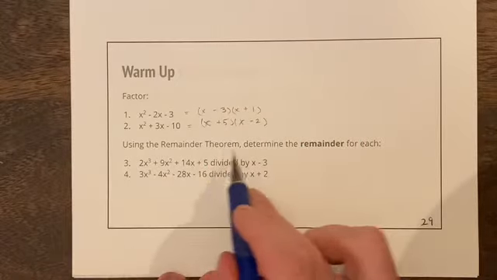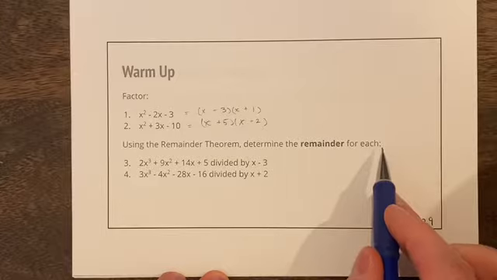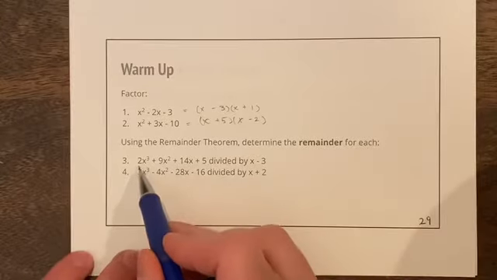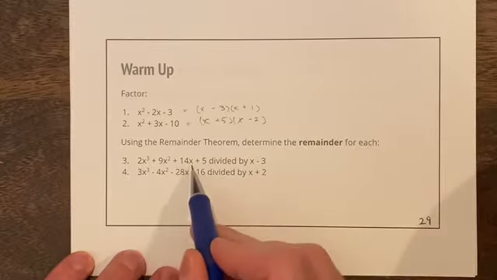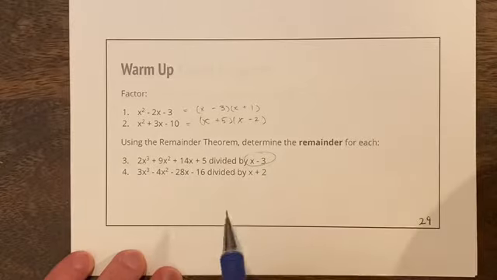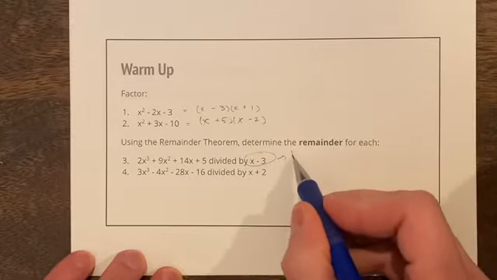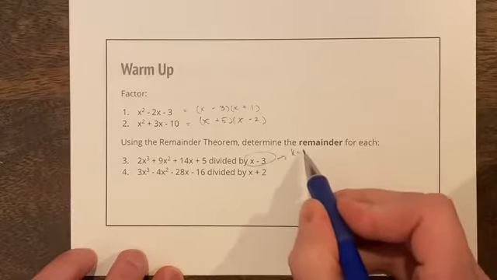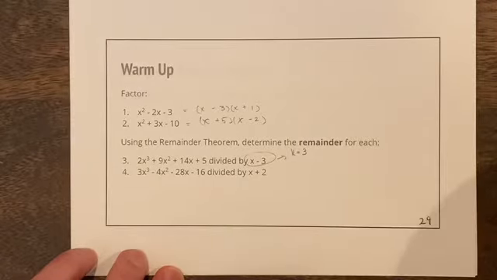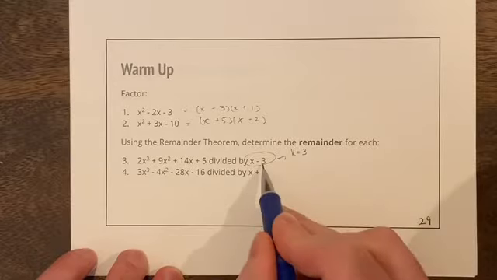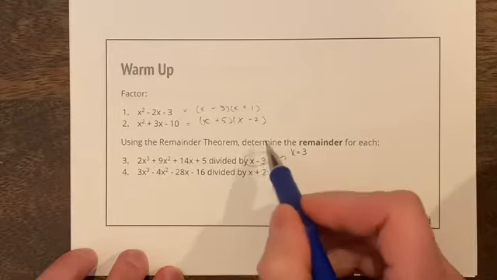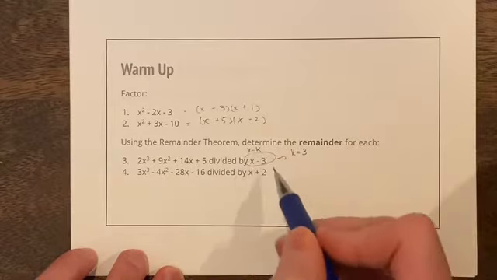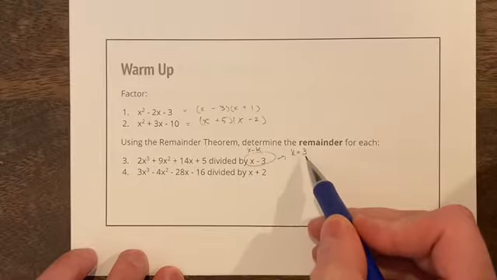Then it says, using the remainder theorem, determine the remainder for each, right? So it says divide this polynomial by x minus 3. So it's going to be important for us to remember what the k value is. Hopefully you remember that our k value should be, in this case, 3, right? Because the general form is x minus k. So our k value is going to be 3 here.